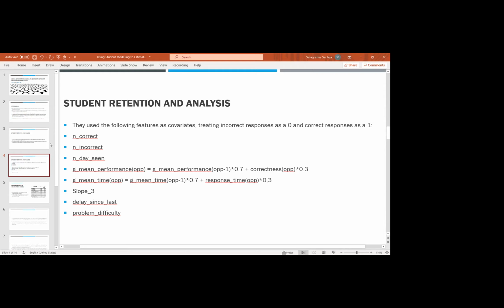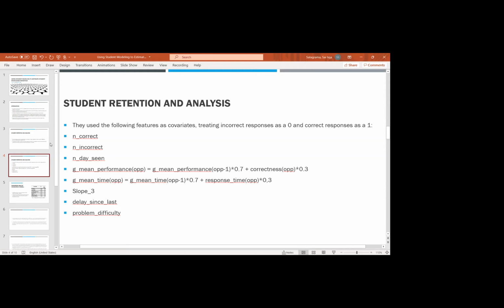Coming to G mean performance, the geometric mean of the student's previous performance, they use a decay of 0.7. For a student and a given skill, we use the opportunity count the student has on that skill, and we compute the geometric mean of the student's previous performance using this formula. Comparing to that, G mean time is the geometric mean of the student's previous response time. We calculate it using the same decay of 0.7, the same as the geometric mean performance.